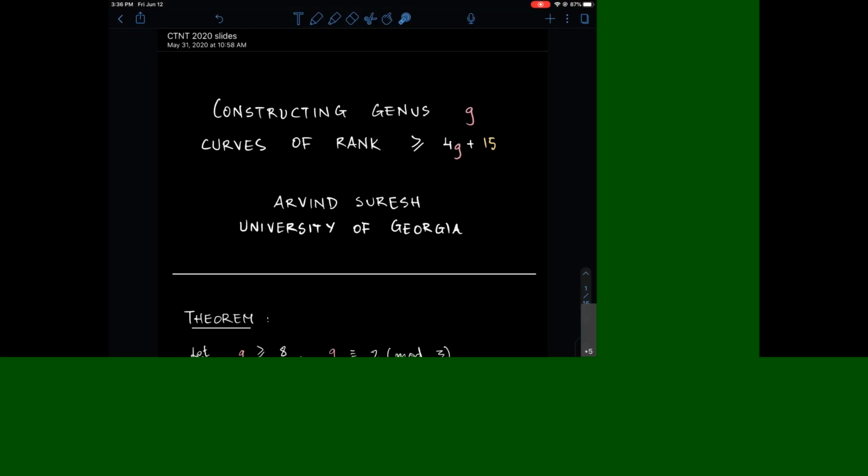I'm here to talk about something that's really close to my heart. It's something that I'm working on, or was recently working on: the construction of curves of high rank.